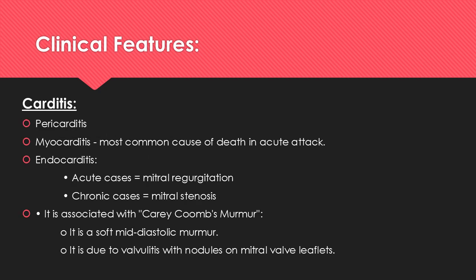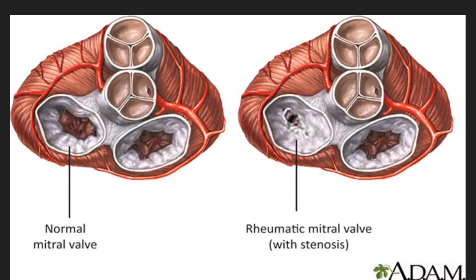In the heart, acute rheumatic fever can cause pancarditis, that is it can involve any of the 3 layers of the heart. It can cause pericarditis, it can cause myocarditis, which is the most common cause of death in acute attack, and it can cause endocarditis. In acute cases of endocarditis, it can lead to mitral regurgitation, whereas in chronic cases due to persistent inflammation, it can lead to mitral stenosis. It is associated with the Carey-Coombs murmur, which is a soft mid-diastolic murmur, due to valvulitis with nodules on mitral valve leaflets. So this is a rheumatic mitral valve with stenosis and the normal one.